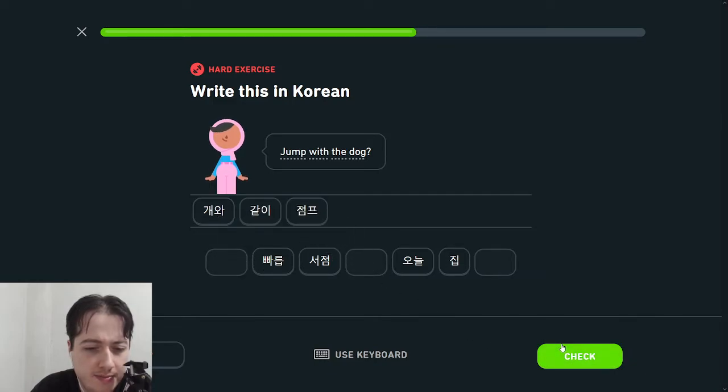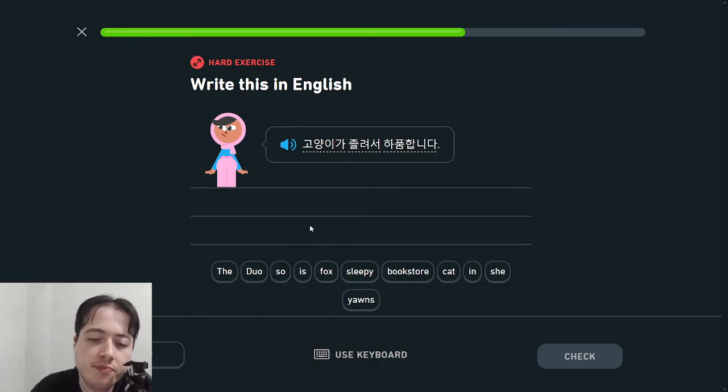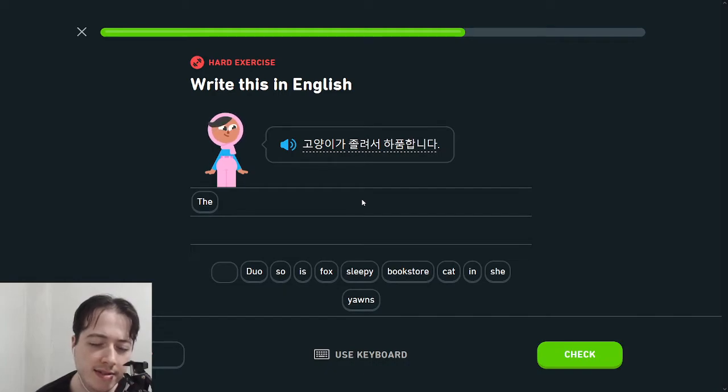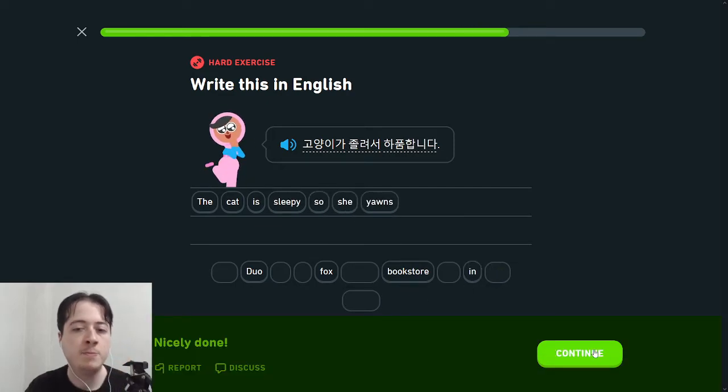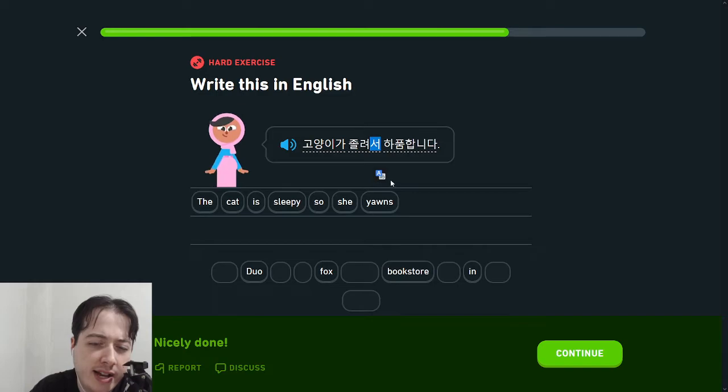같이. Jump. 고양이가 졸려서 하품합니다. The cat. 졸려서 하품합니다. The cat yawns sleepy. No, the cat is sleepy, so he or she yawns. The cat is sleepy, so she yawns. The so particle is kind of so in English, and it's also because, I think. 졸려서.